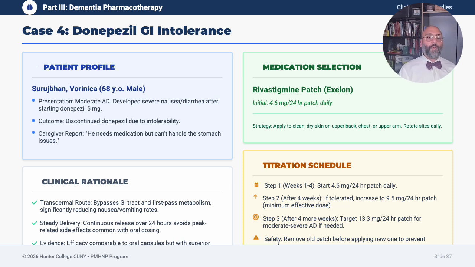So you'd start the patch at 4.6 milligrams for 24 hours for the first 4 weeks, and if it's tolerated, you can go up to 9.5, which is the minimum effective dose. For moderate to severe disease, you can go up to 13.3 milligrams if needed. You want to apply this to a clean, dry patch of skin on the chest or upper back or arm and rotate the sites daily. And always remove the old patch before applying the new patch so we don't have overdose. So if the GI intolerance is limiting this class of medication, know that the patch is available.